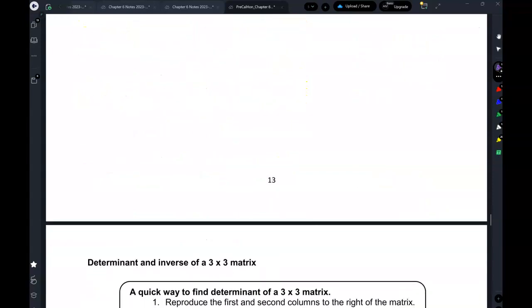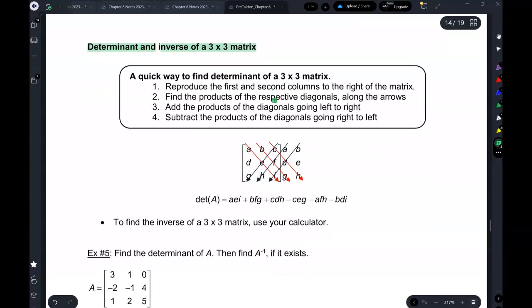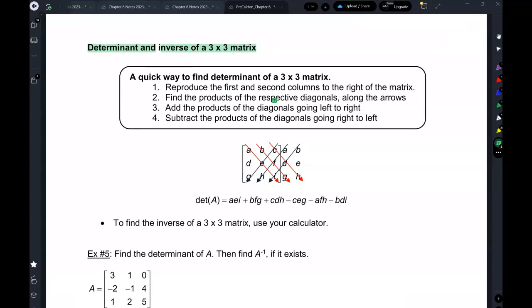We learned how to find the inverse of a 2 by 2. We learned how to find the determinant of a 2 by 2. How about a 3 by 3? A determinant and the inverse of a 3 by 3. This is like way more fun. Okay, again, words. You just have to do one to understand.